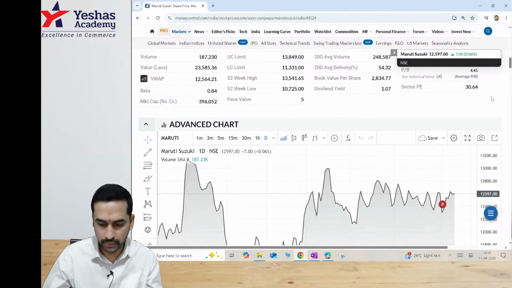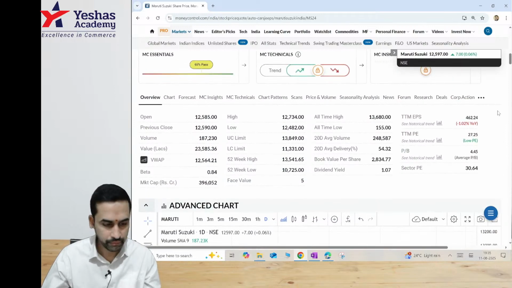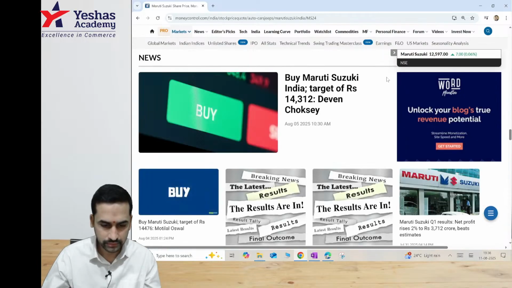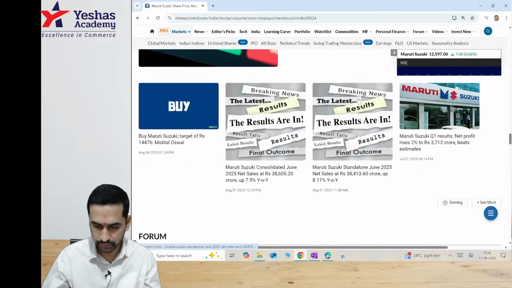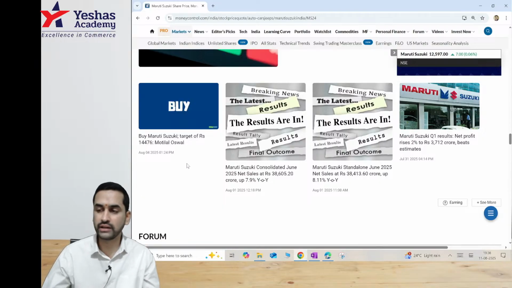Coming further. This is overview. Next to that, there is something called chart, forecast, Moneycontrol, insight, and so on. If you come to the news section, it will show you everything about Maruti Suzuki, whatever is the latest available news. Maybe they acquired another company, they're planning to announce some dividend, they had a board meeting, they took some decision. Any news about the company or the latest quarterly results, all of them.